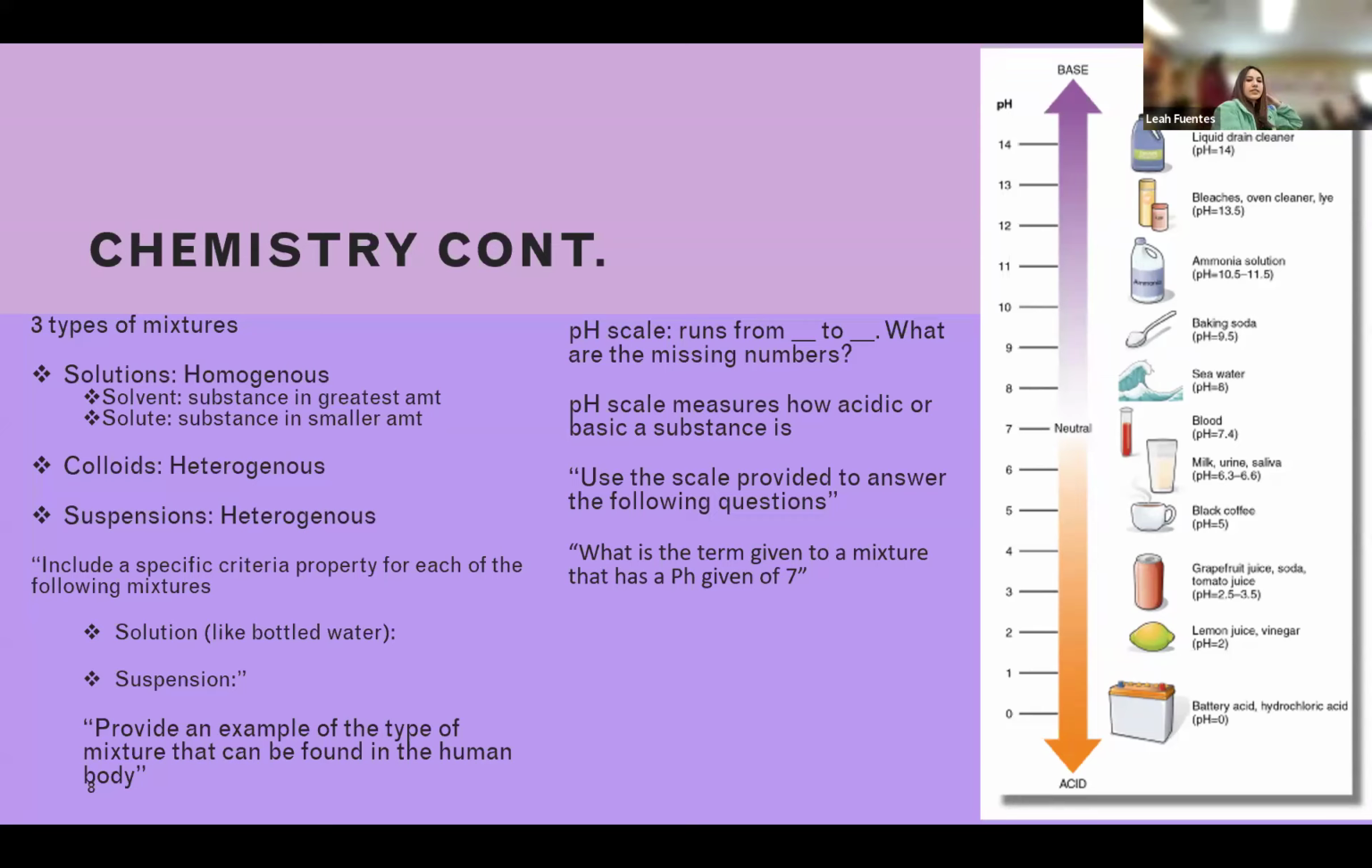So the solvent is the substance in the greatest amount. Does anybody know what the universal solvent is? Water. Good. That's probably going to be a question, so make sure you know that. And then a solute is the substance in its smallest amount, or smaller amount, excuse me.